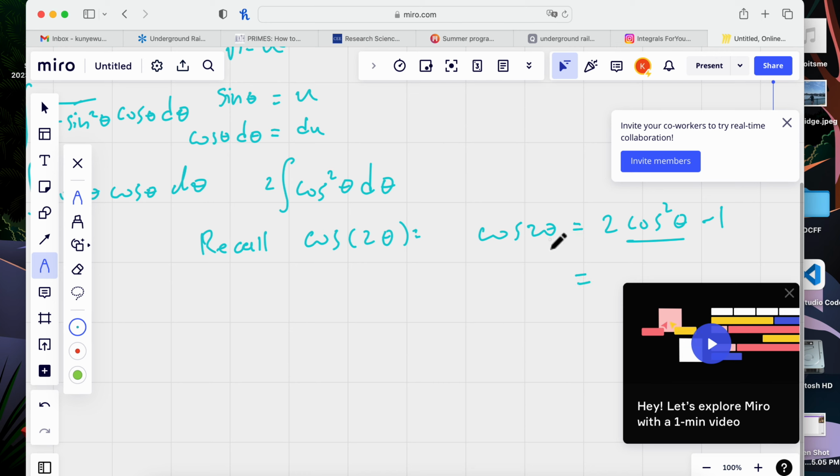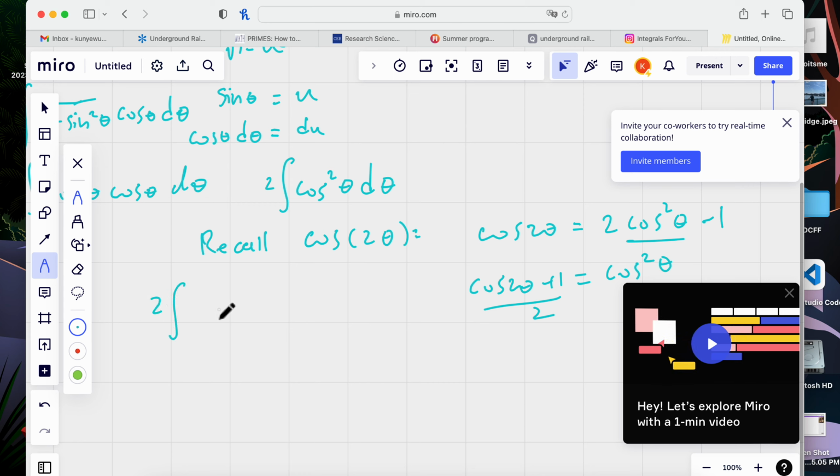So I can move the 1 over and then divide the whole thing by 2. This becomes cosine 2 theta plus 1 all over 2 is equal to cosine squared theta. Okay, now I can replace my cosine squared theta with cosine 2 theta over 2 plus 1 over 2. So now I'm breaking my fractions. After I broke my fractions, I'm going to break my integrals.